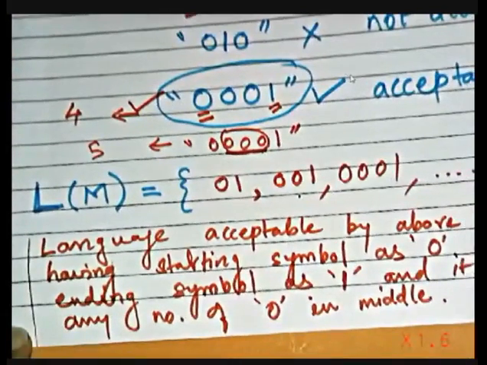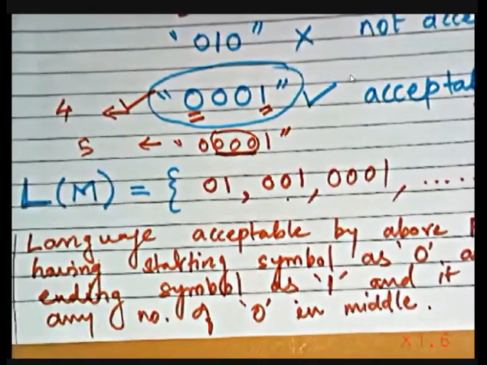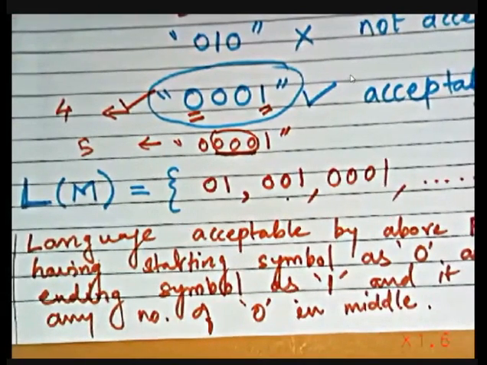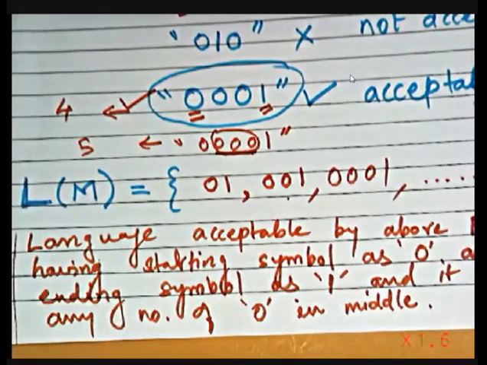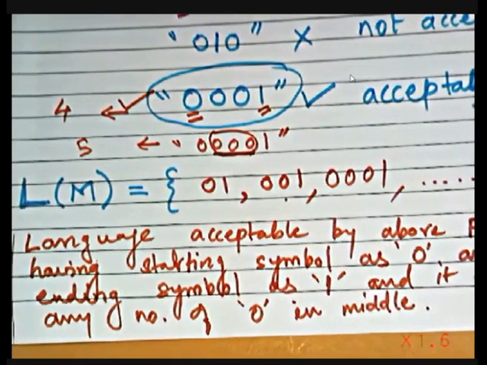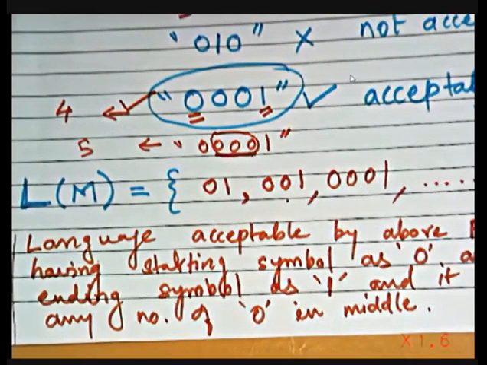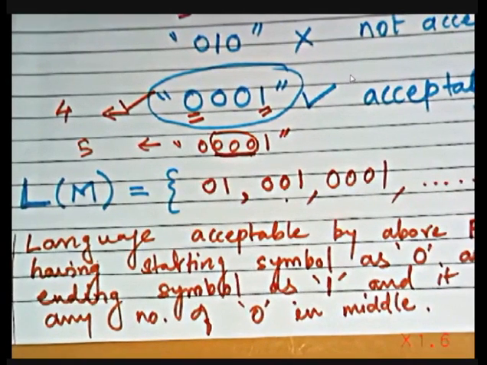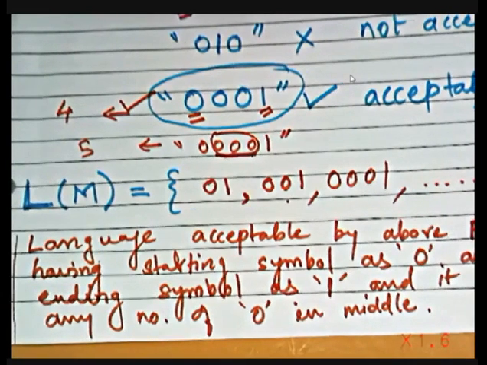So what language? How will you write it? The language defined here was what? It is a language which has all the strings starting with 0 and ending with 1, where there can be any number of zeros in it. Apart from such strings, no other strings will be part of this language.